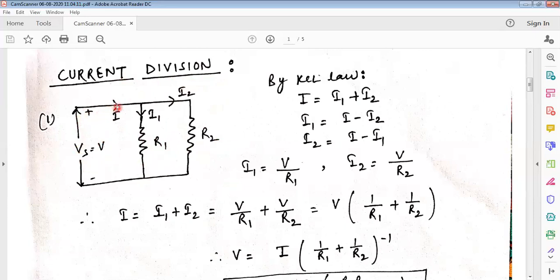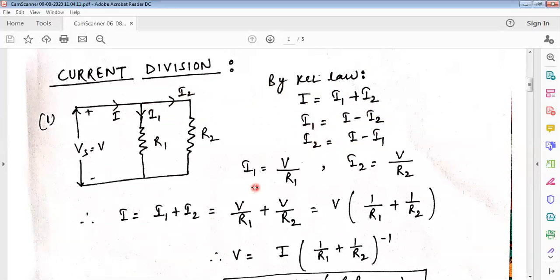Because of this voltage, total current entering the circuit is I. I1 is the current flowing through R1, and I2 is the current flowing through R2. Now let's derive the current division rule. By KCL, this current is entering at this node, and I1 and I2 are leaving at this node. So total current should be equal to I1 plus I2. Entering current equals leaving current. Now you can write I1 with respect to I as I minus I2, and I2 as I minus I1. Is Kirchhoff's current law clear?